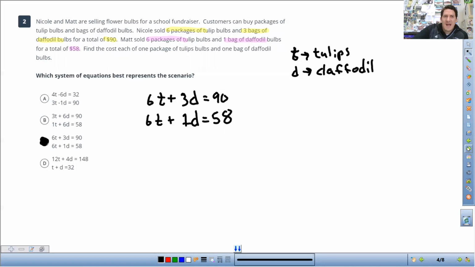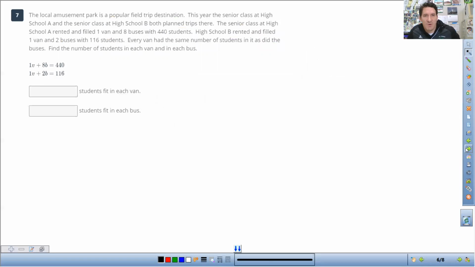We're going to skip ahead and actually solve one of these problems. So here we have the local amusement park is a popular field trip. So again, just like that first problem, this year the senior class at school A and the senior class at school B are planning trips there. The senior class at school A rented and filled 1 van and 8 buses with 440 students. High school B rented and filled 1 van and 2 buses with 116 students. Every van had the same number of students, and every bus did too. Find the number of students in each van and bus. So the equations are given to us this time. Now I just want you to solve it, so you know the context when we're solving this problem.